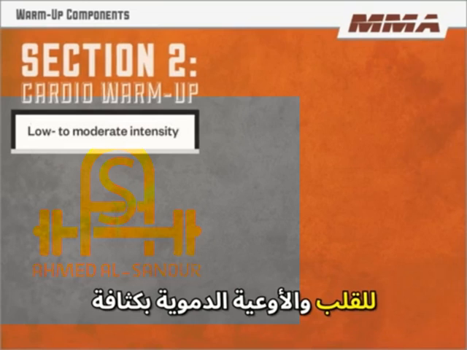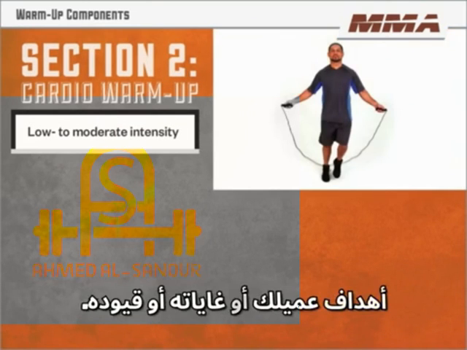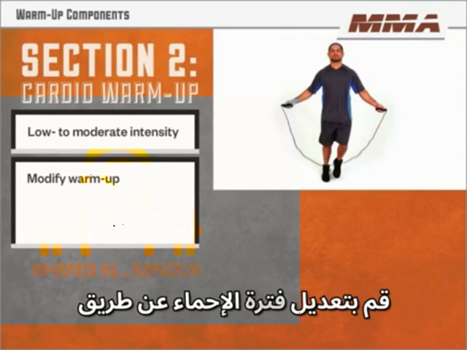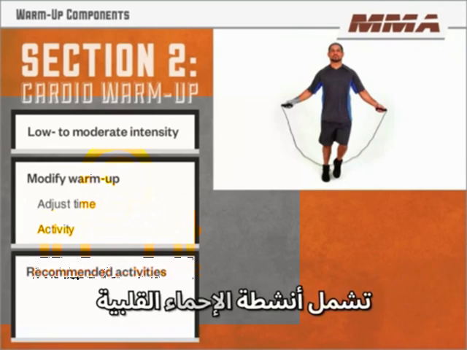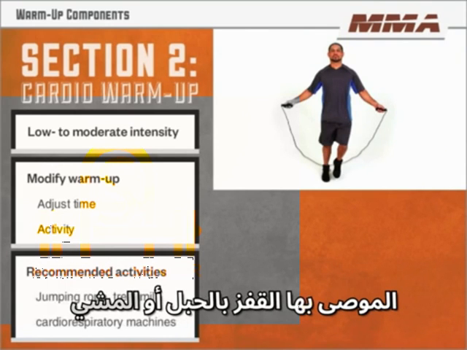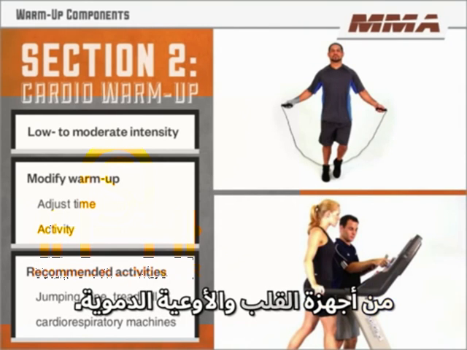NASM recommends a low to moderate intensity cardio warm-up. Depending on your client's goals, objectives, or limitations, modify the warm-up period by adjusting time or activities. Recommended cardio warm-up activities include jumping rope, walking or jogging on a treadmill, or exercising on other types of cardio machines.